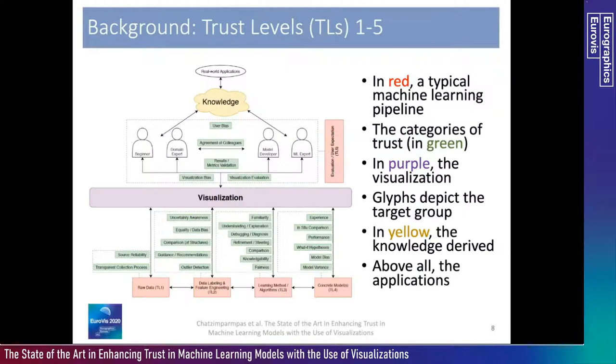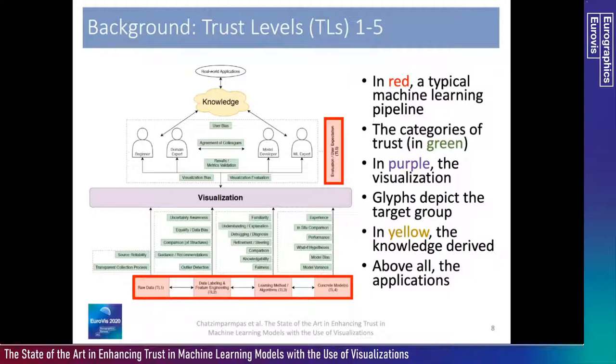This is the overview of the different trust levels we conceived. In red, we see a typical machine learning pipeline, with the raw data being connected to the first trust level. The second trust level is linked to data labeling and feature engineering, and the third is linked to learning methods, or the so-called algorithms. Trust level 4 is connected to the concrete models, which are instantiations of an algorithm with specific parameters. Finally, the evaluation, together with the user expectations, is related to the fifth trust level.